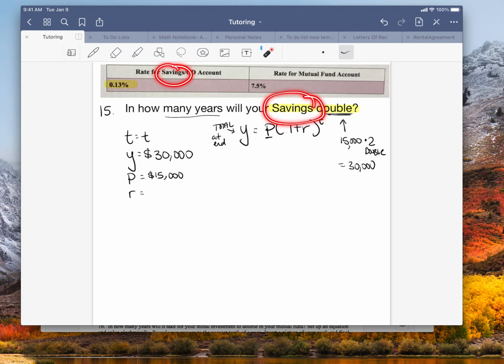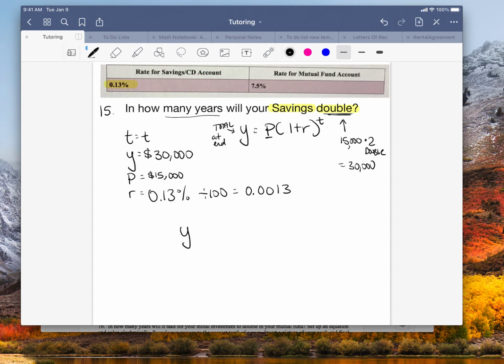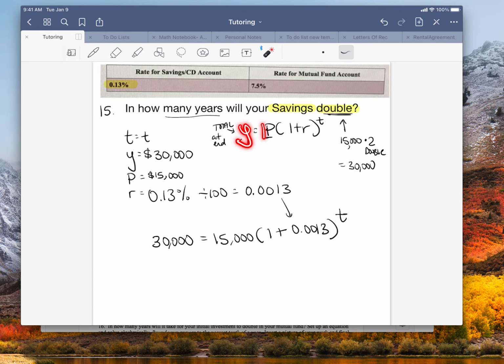And the rate is whatever your savings rate is, because we're finding savings. So I'm looking at my savings rate. So it's 0.13%, and then I divide that by 100, and I get 0.0013. Okay, now I put it in the equation. I know what Y is. So 30,000 equals 15,000 times (1 plus 0.0013) to the T power. So I just literally plugged in for every single variable that I have.